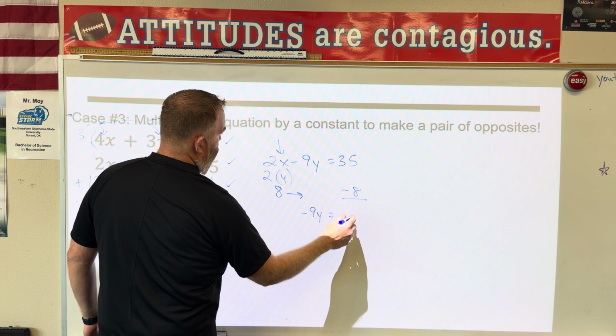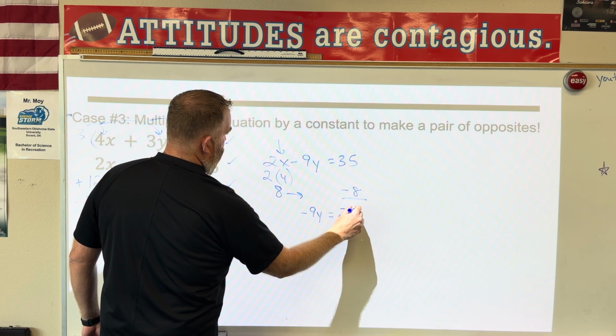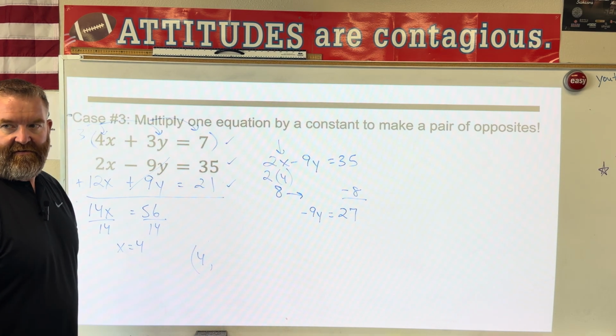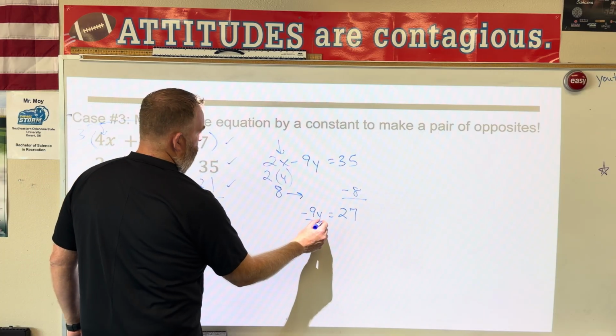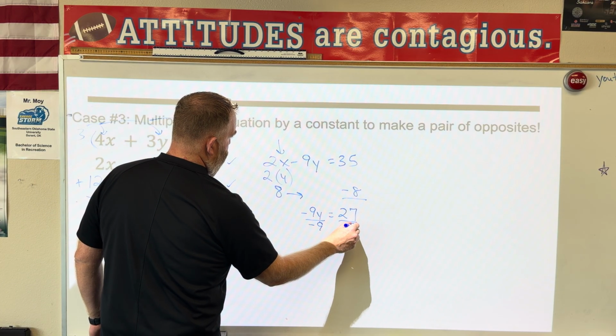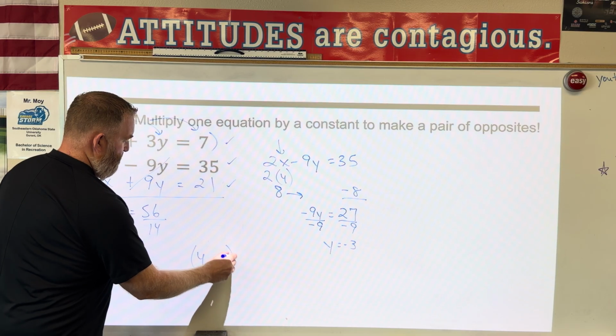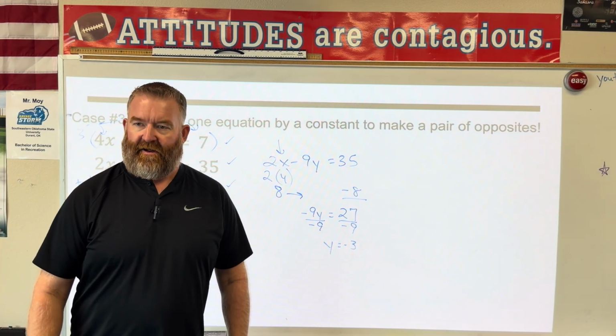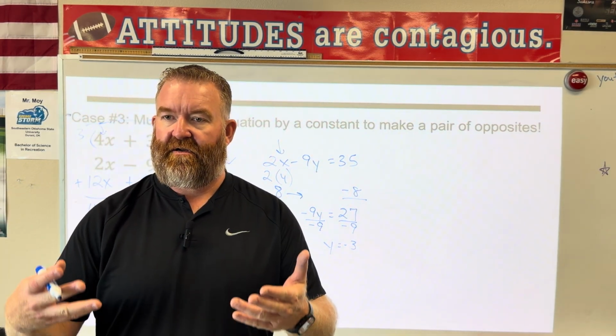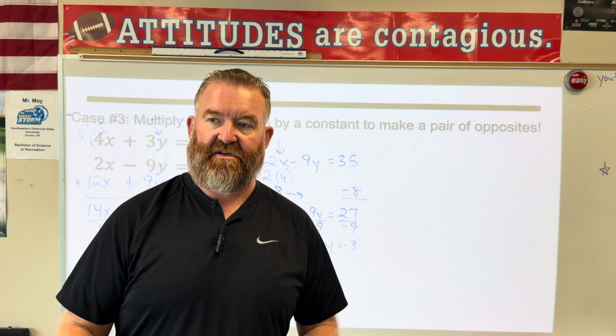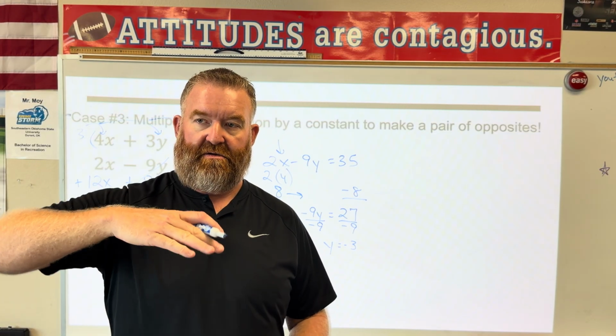What's 35 minus 8? 27. And then I divide by what? Negative 9. Y equals negative 3. Are you starting to see how this works? You can manipulate equations.